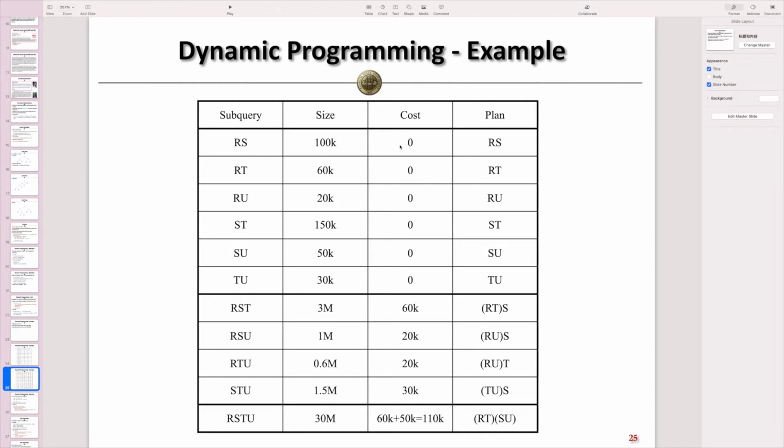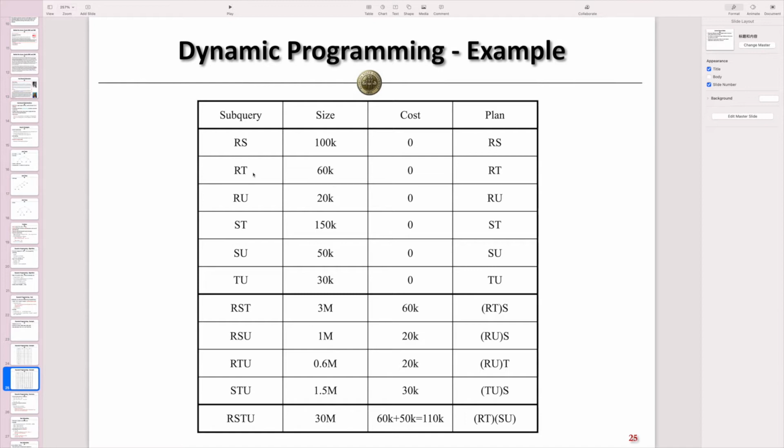Also, according to the cost matrix, we know the cost for RS will be equal to 0, because for the scanning, the cost will be 0. Both R and S are individual relations, and we will not consider any cost for them. As for the plan, because we only have two relations, the plan will be just R joins S directly.